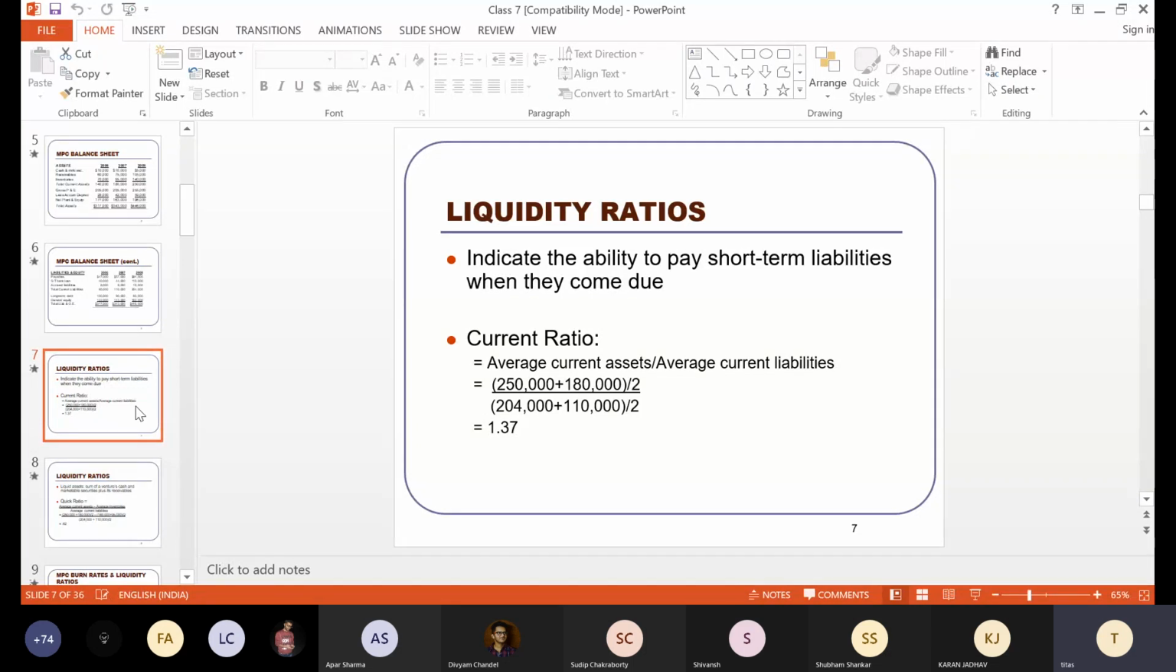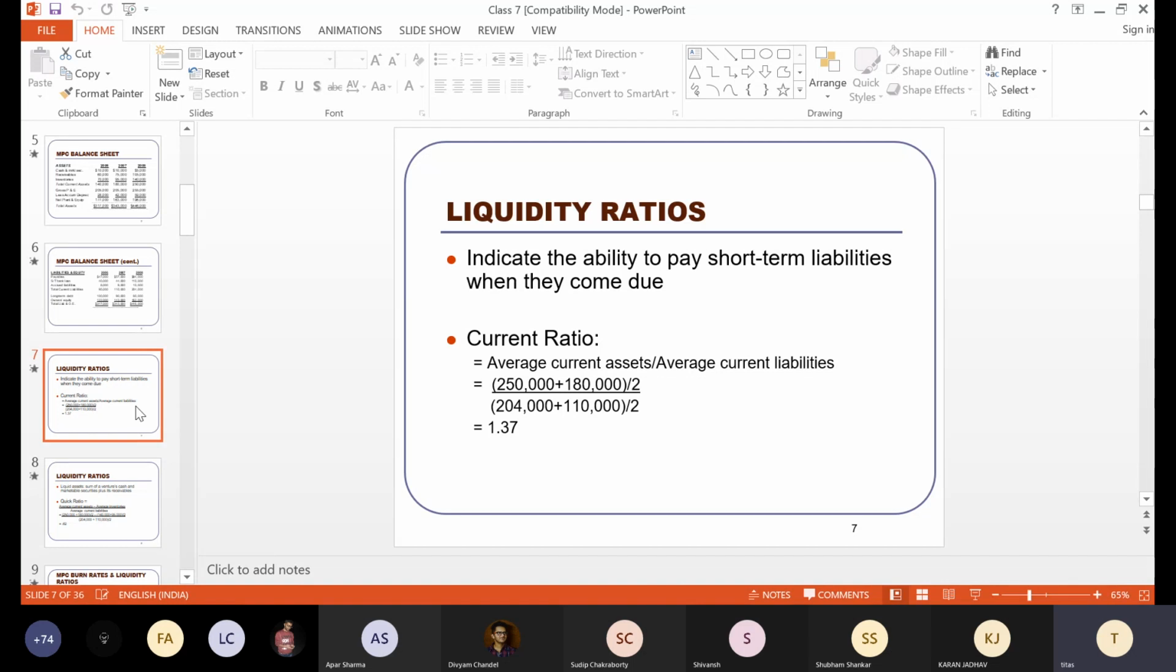So what is the average? If you compare it with some other company, if you do not do the average, that may not give a very clear picture of what you are going to get. So here your current ratio is showing 1.37. What does it mean? That even after covering all your current liabilities, you have sufficient current assets, right? The numerator is more than your current liabilities.